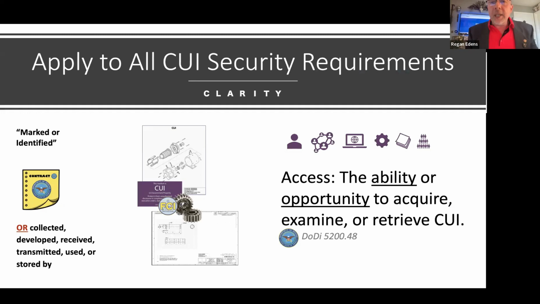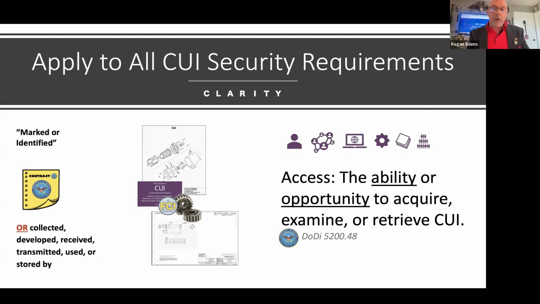Now, the cornerstone for CUI is access. Access is defined under DoD policy. This DoD policy is the cornerstone policy for the requirements that the DoD says you must meet in handling CUI for all DoD personnel, including contractors and subcontractors, within the scope of the DFARS 7012 requirements and other DoD requirements within DoD policy. That document is called DoD Instruction 5248, and it defines access as the ability and the opportunity to acquire, examine, and retrieve CUI.